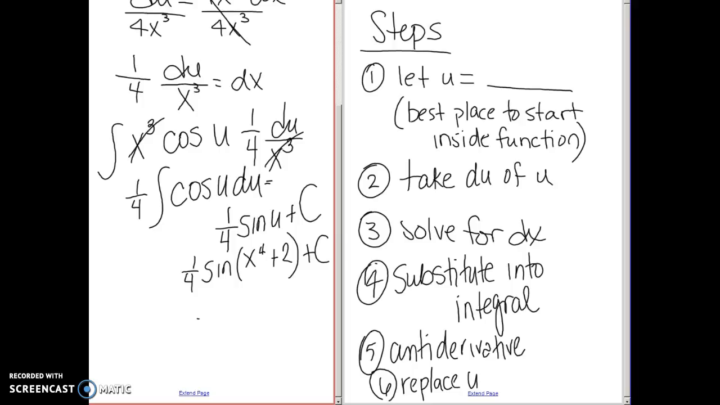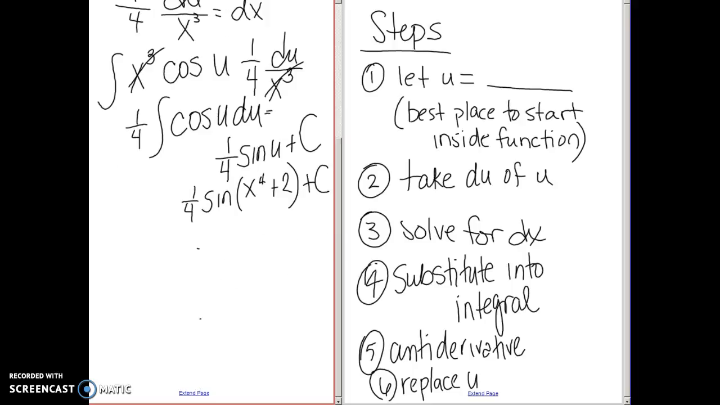Can you see it now? Can you see it now? du is where you took the derivative of cosine. Okay. Can you see it now?